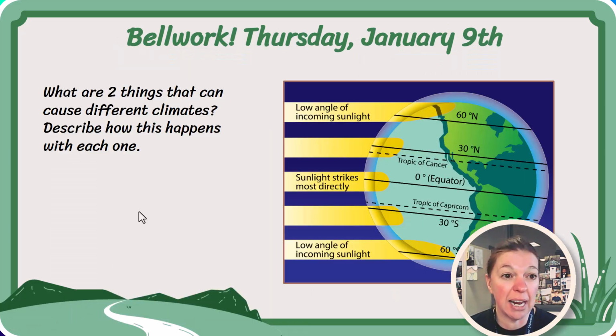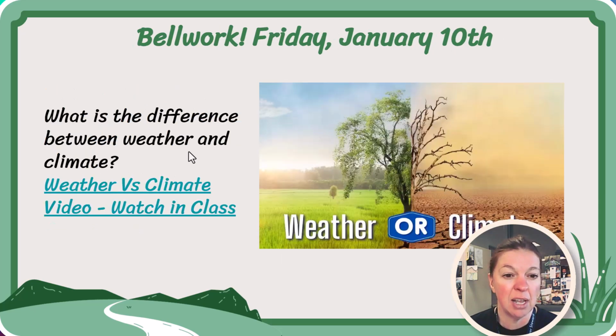Bell work for Thursday: what are two things that can cause different climates? Describe how this happens with each one. Here is an example in the picture. And then, what is the difference between weather and climate? There's a video here that I want you to watch during class. There's also a video in the last slide. I just didn't want to show the answer, but when you click, there's going to be a link to a video that I also want you to watch in class.